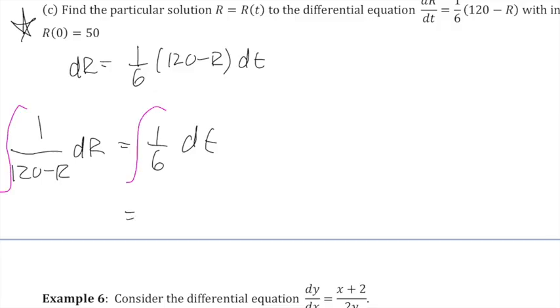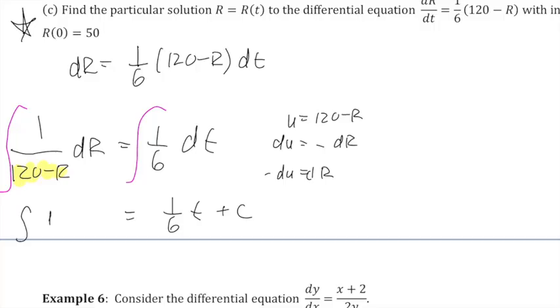Right? This is going to be 1/6 t plus c. And this is going to be the left side. We're going to do a u substitution. The derivative of 120 is 0. The derivative of minus r is -1 dr. I'm sorry, not dr dt, just dr. And then basically, we're going to get negative du is equal to dr. So this is the integral of 1 over u du. And again, I took the negative and I moved it outside.